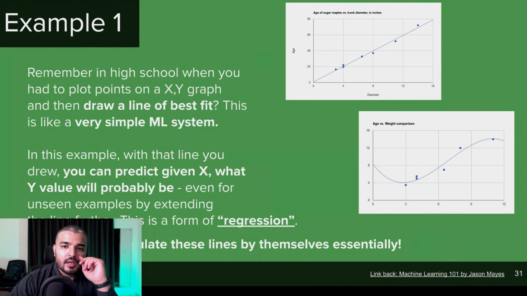Now let's say this data point is about the number of days I woke up, and the time at which I woke up. So let's say this is Monday, I woke up at 8. This is Tuesday, I woke up at 8.